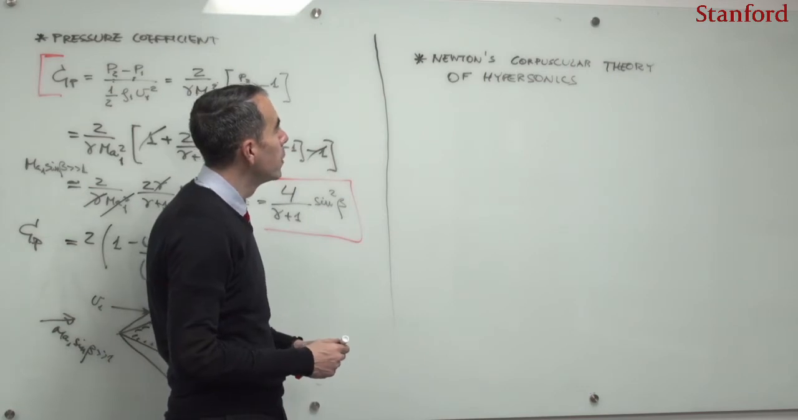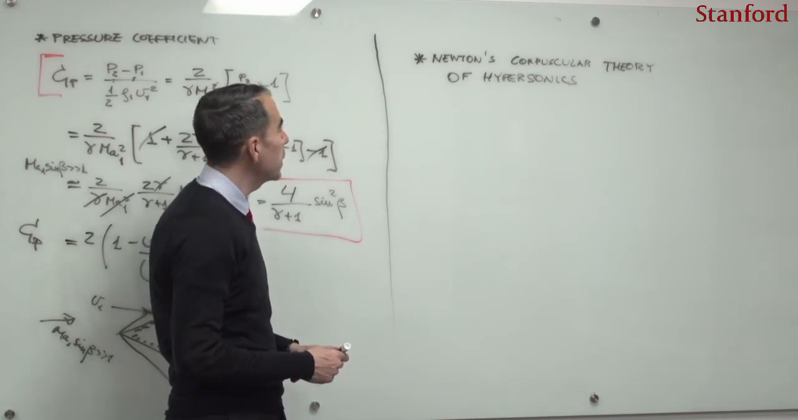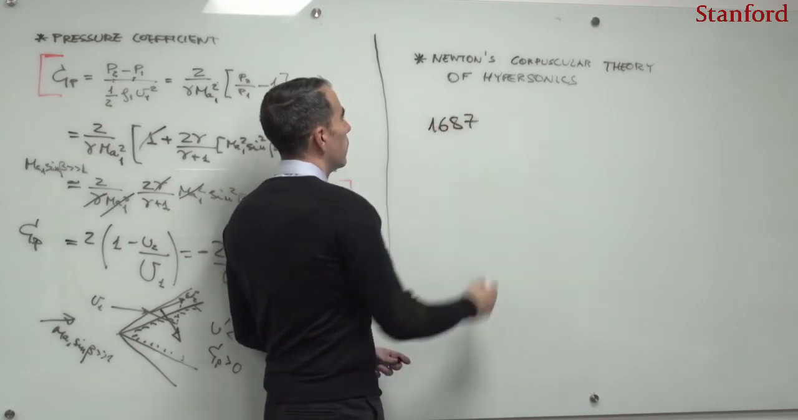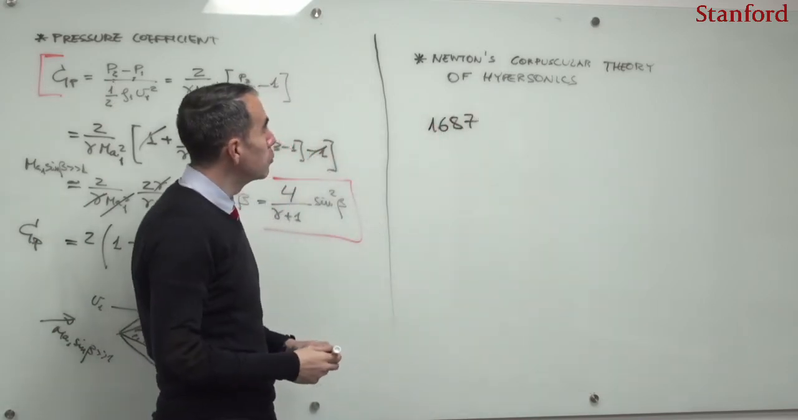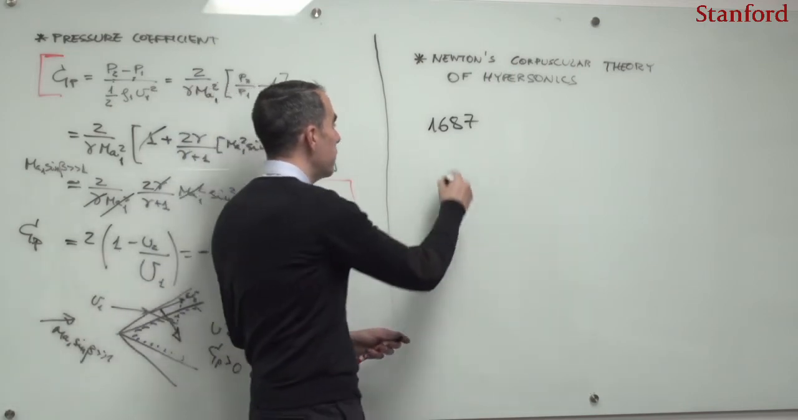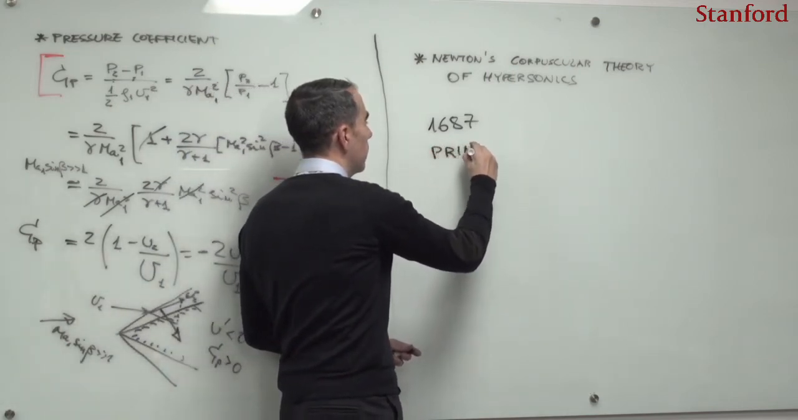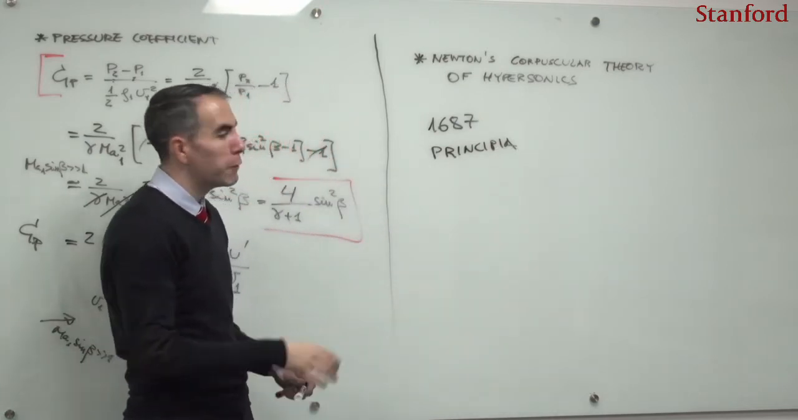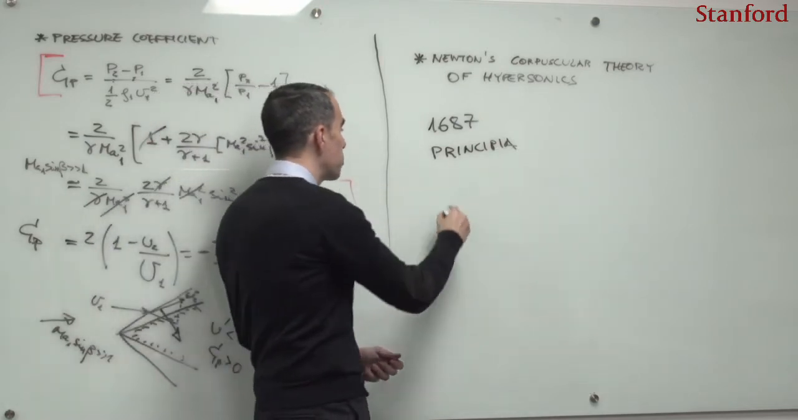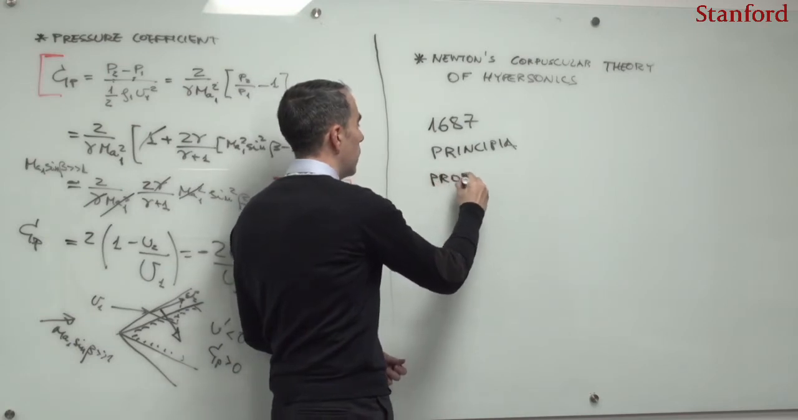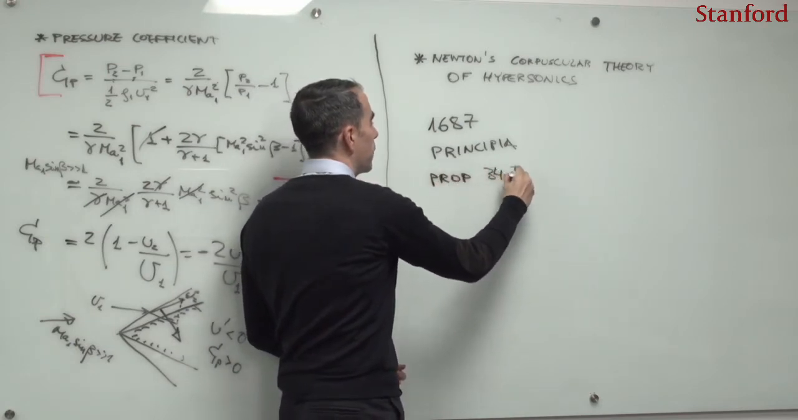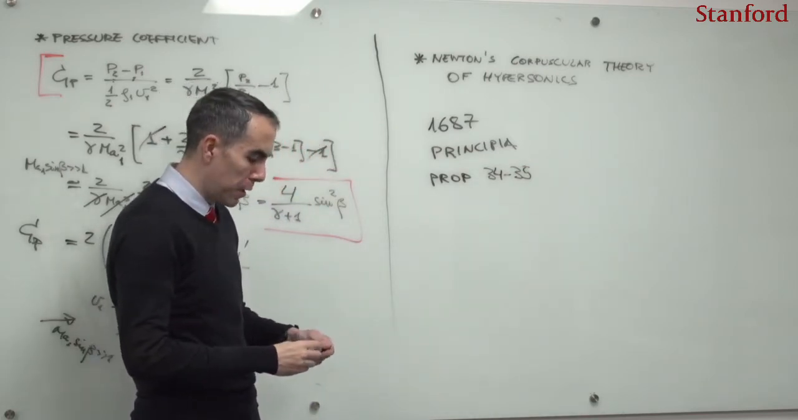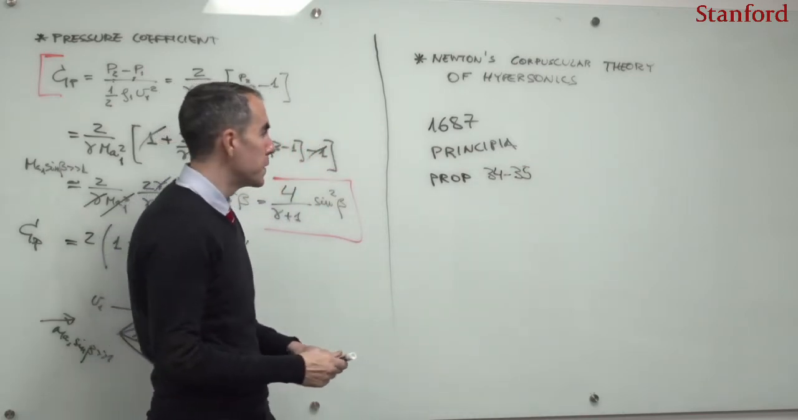Well, it was back in 1687 in Newton's Principia, where among many other things he formulated this theory, particularly in propositions 34 to 35. He envisioned the following when thinking about the mechanics of fluids.